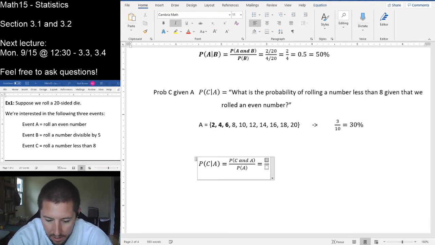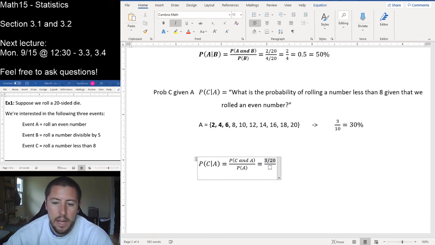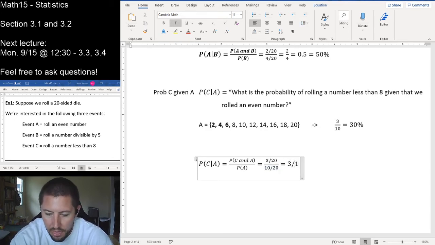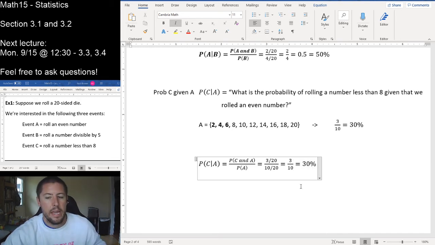So I'm going to put this as a 3 over 20. And the probability of A occurring, as we saw, was 10 out of 20. And if we do a little bit of fraction math, the out of 20s cancel, and we are left with 3 out of 10. And that is going to be exactly that same 30% that we got before.